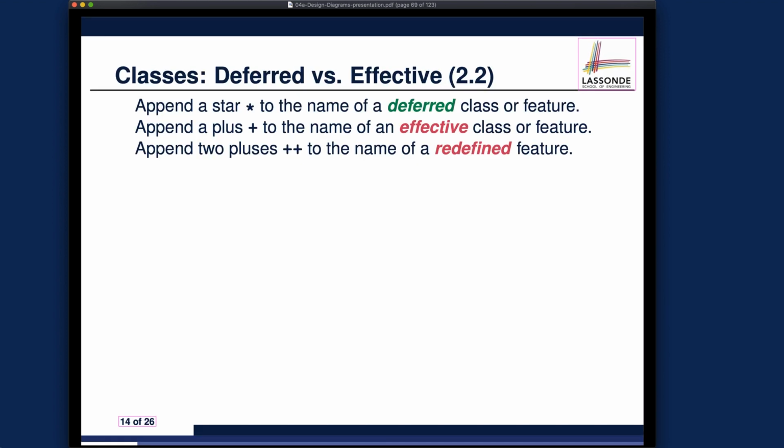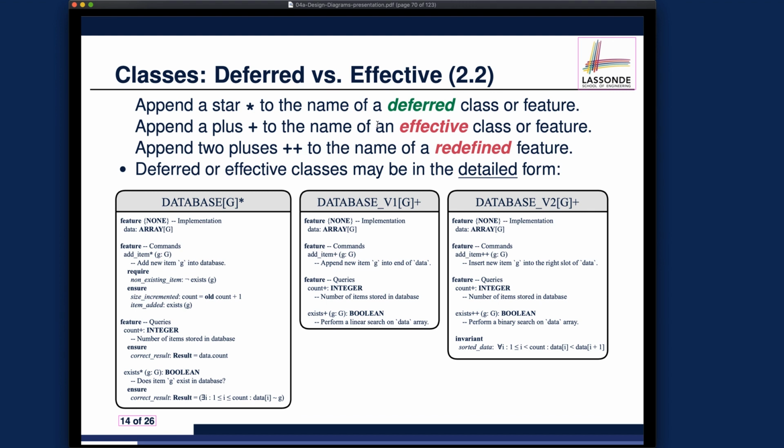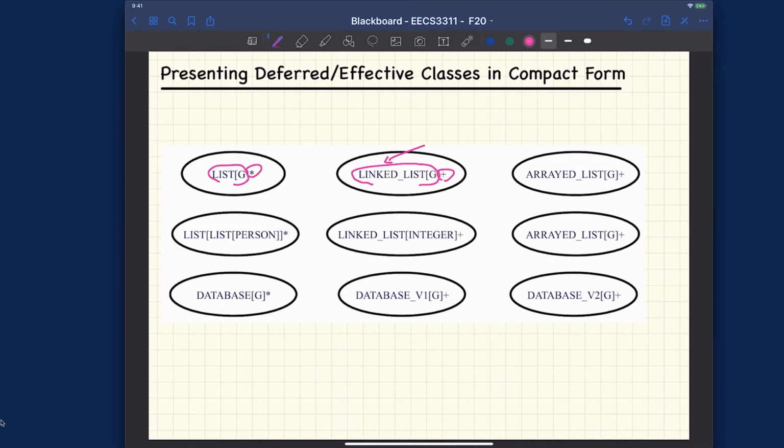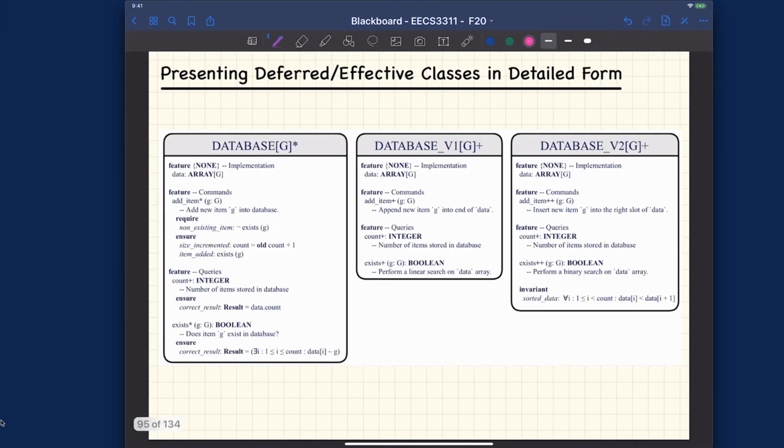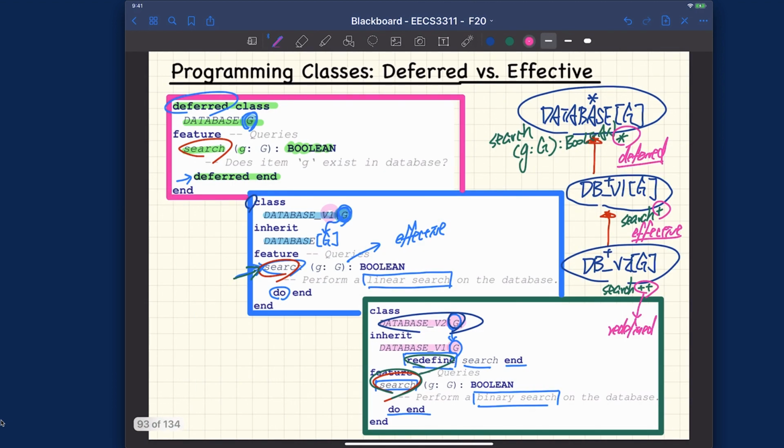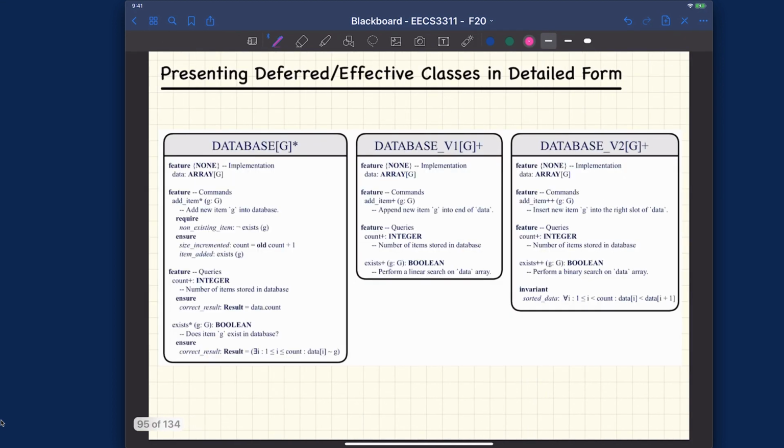Again, you put star, you put plus, and also plus plus. Plus plus is actually for a redefined feature. Let's see an example. This corresponds to what I just said about these three classes. If you want to show a feature being deferred, effective, or redefined, you shouldn't really follow the informal sketch that I drew for you. If you want to communicate ideas informally, not for submission, that's okay. But for the formal diagram, you have to draw like this. I'll highlight it for you.